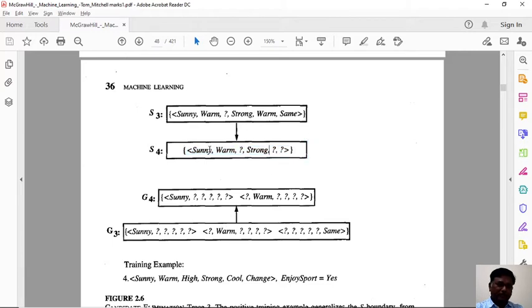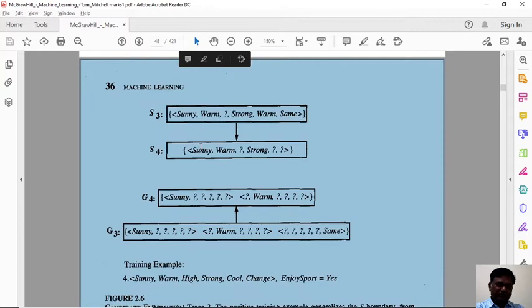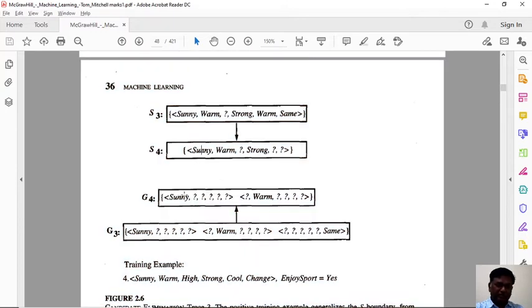Now simultaneously we are updating G4 also in the algorithm. From G3 you said generally sunny, warm or same. On these cases you have enjoyed, right? Now specifically you see sunny: yes, you can enjoy. Whenever outlook is sunny you can enjoy. Warm you enjoyed. What about this same? For the fourth day you see change. The last parameter is change.